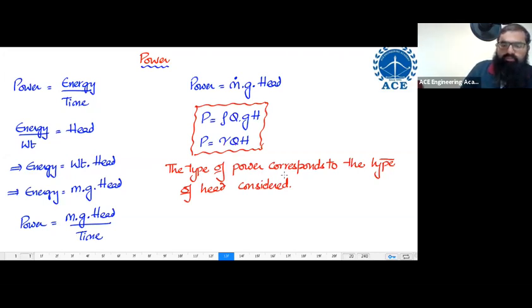With this, we complete the first part of the Bernoulli equation. Now I'm going to start some numericals. Mass per unit time is mass flux, that is why m dot here. Power is energy per time. Energy, I got this much, divided by time. So mass by time is mass flux here.